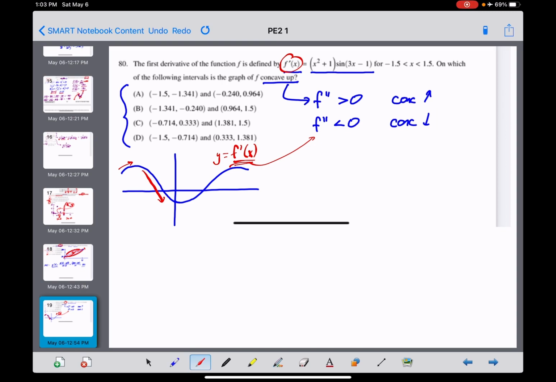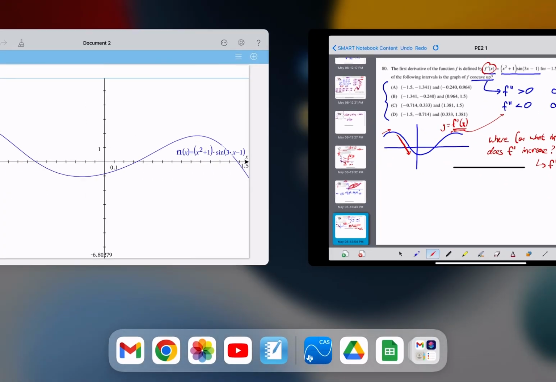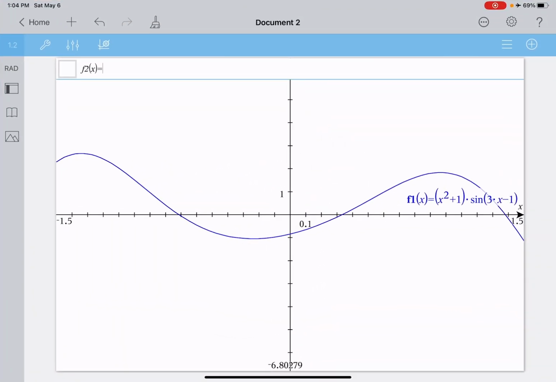So what we really want to answer here, guys, is this question: where, or better yet, on what intervals? That's maybe a better question. Where does f prime increase? Where f prime increases, that would mean that f double prime, the derivative of f prime, would be positive, and therefore f would be concave upward. So back to this graph over here, guys. Where does this thing increase?